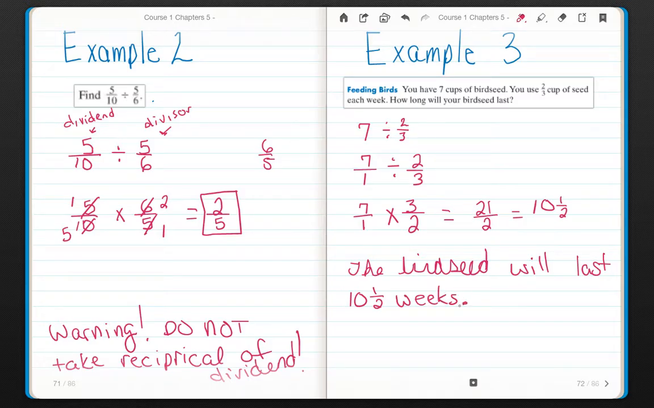All right, same process. That's it for dividing fractions. Do your QCs and your CYUs, and I'll answer questions the next time I see you.